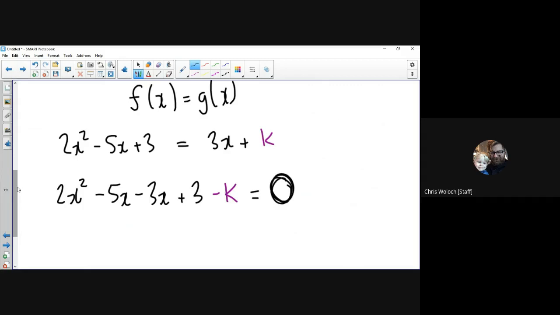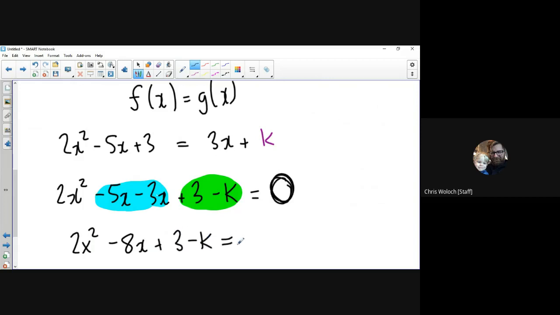So now, again, if we're thinking about it, what do we do? Well, the middle terms, these I can simplify, right? So that means I'm going to get 2x squared minus 5x minus 3x, leaves me with minus 8x. And 3 minus k, well, I can't do anything with that. This one I can't simplify, so I'm just going to leave it as 3 minus k. All right?